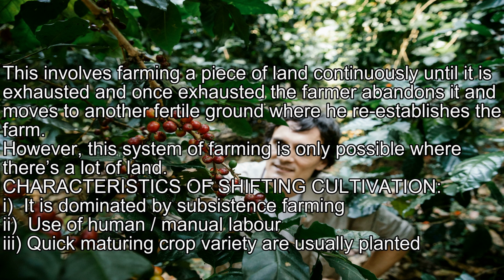Characteristics of shifting cultivation. 1. It is dominated by subsistence farming. 2. Use of human/manual labor. 3. Quick maturing crop varieties are usually planted.